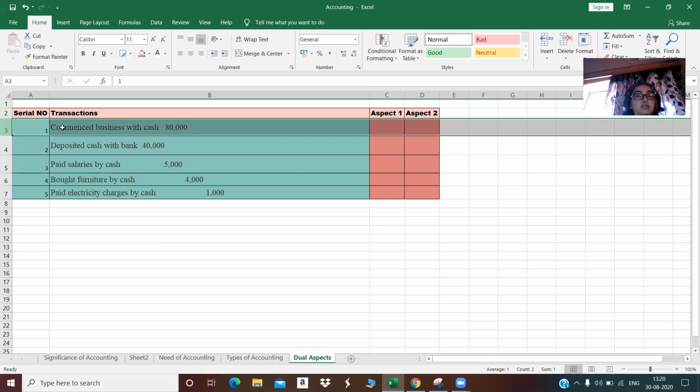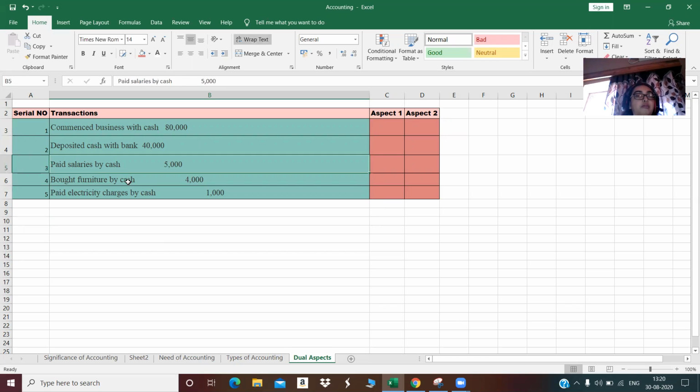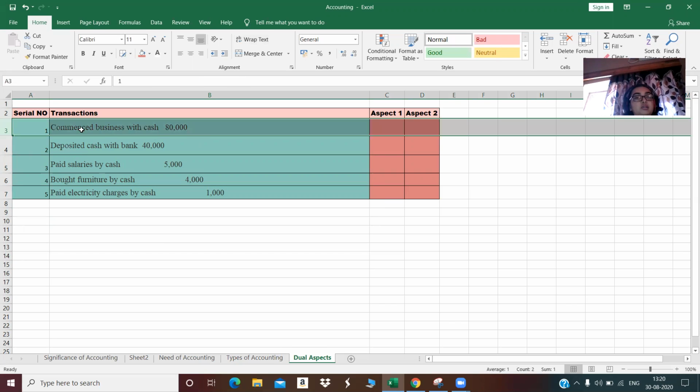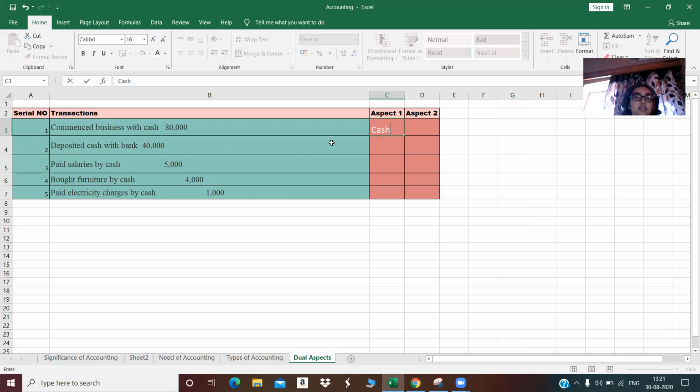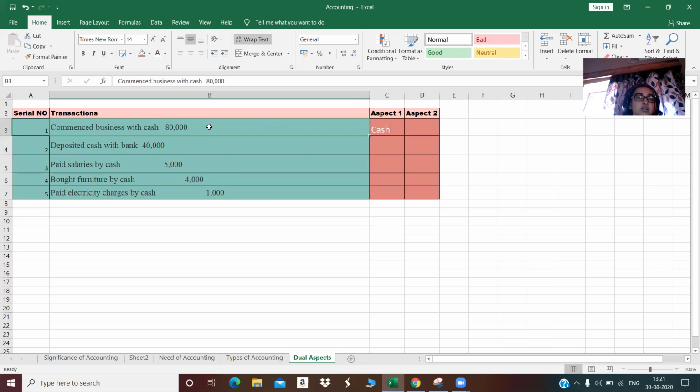Each one of them is a financial transaction. Now the first transaction is this: business commenced with cash 80,000. Now tell me, what are these two aspects? The clearly understood point is cash. Now let me write it down. Cash is one aspect that is clearly understood. Business has been started with cash. So cash is one aspect that is clearly understood. Now what is the other aspect?